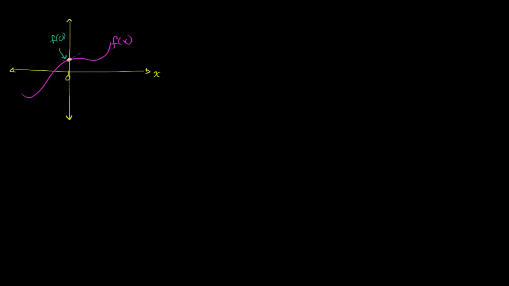So we're assuming that we know what f of 0 is. We're assuming that we know what f prime of 0 is. We're assuming that we know the second derivative at 0. We're assuming that we know the third derivative at 0. So maybe I'll write it third derivative. I'll just write f prime prime at 0, so forth, and so on.